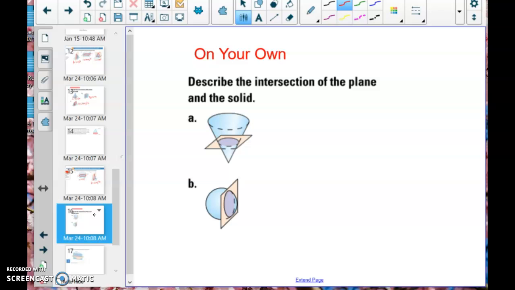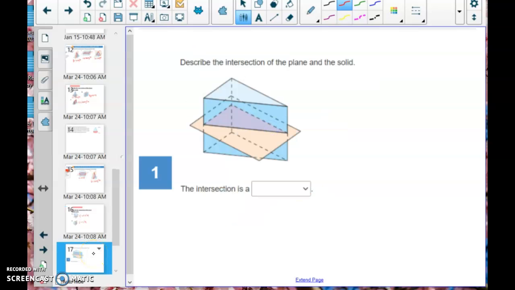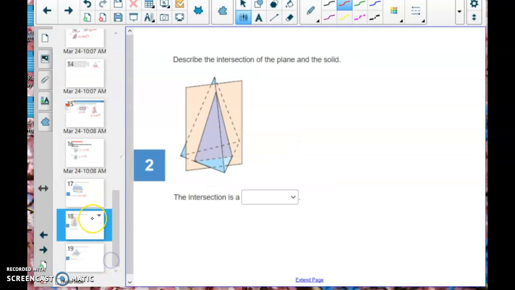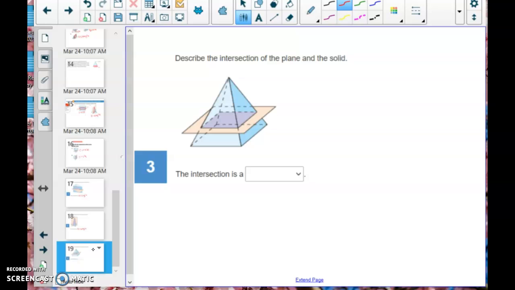All right, if the plane slices through here, it would make a circle. If it passes through this sphere right there, that would make a circle as well. All right, you can open up bigideasmath.com and we'll get started on the first one. It says describe the intersection of the plane and the solid. The intersection for this one would be a triangle. The intersection for this one, again, would be a triangle. And for this one, it would be a rectangle. And you can keep working on the rest of those on your own.